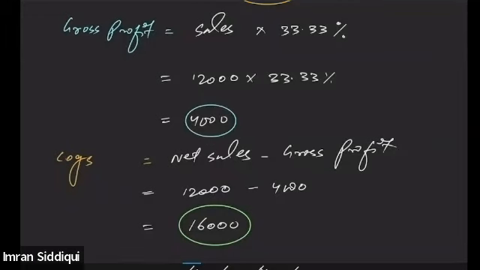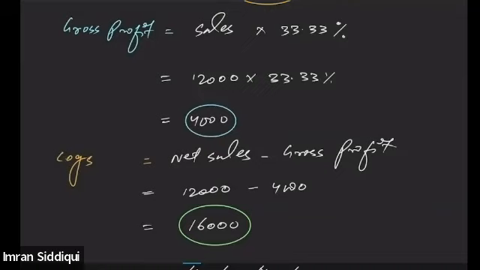This is how we will calculate gross profit. Now sales into 33.33%. Sales value given as 12,000 into 33.33%. Value will be 4,000. We have rounded it off to 4,000. The correct answer is 3,999.9 something, so it will be 4,000.